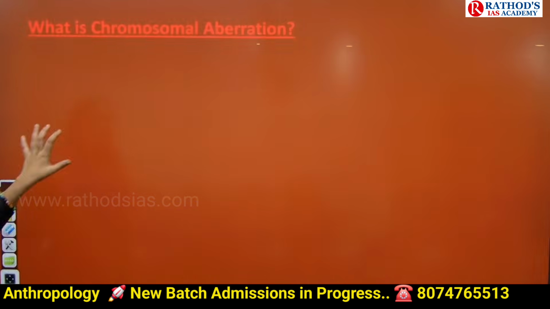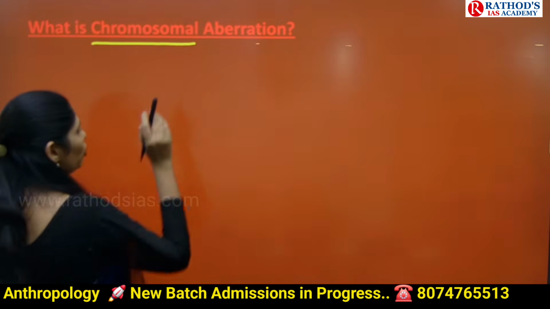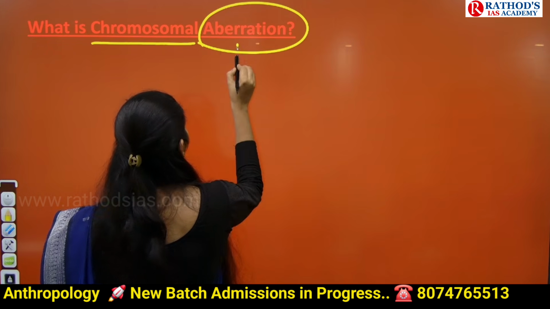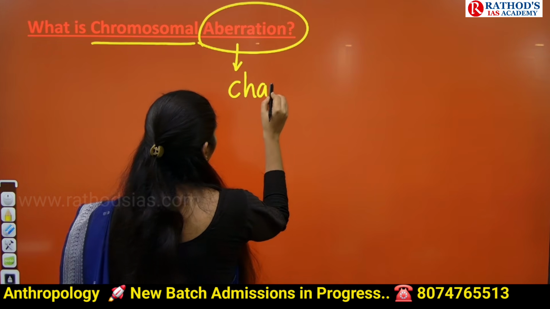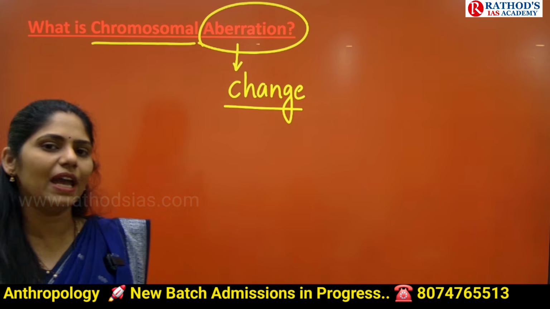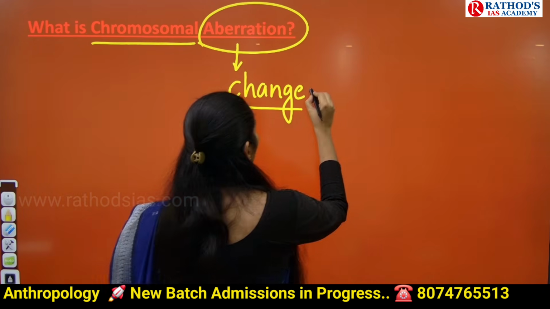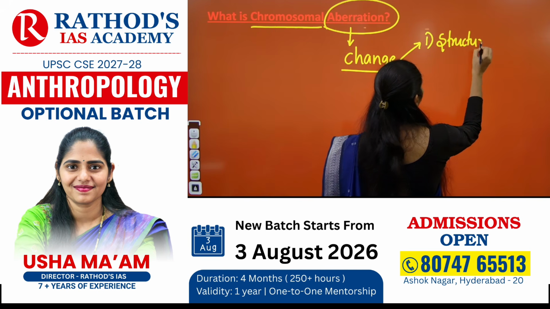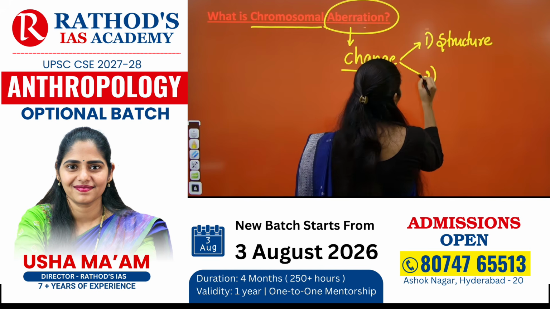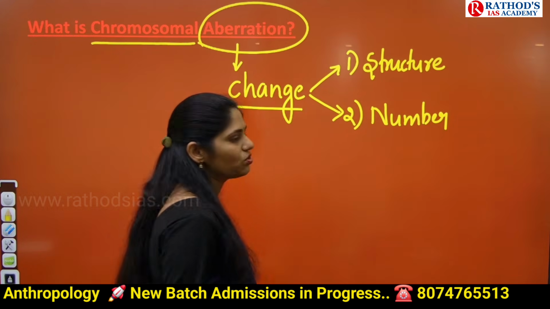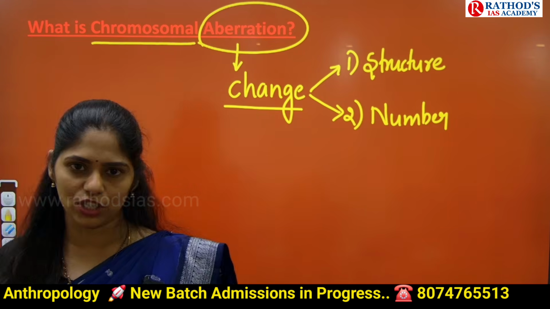Okay, now let us see what is a chromosomal aberration. Till now, we studied about chromosome. I hope that the chromosome topic is very clear. And now let us see aberration. Aberration is nothing but change. So this change in chromosome can happen in two ways. One is in the structure of chromosome. Second one is in the number of chromosomes. Because of that, the title of this class is Structural and Numerical Chromosomal Aberrations.